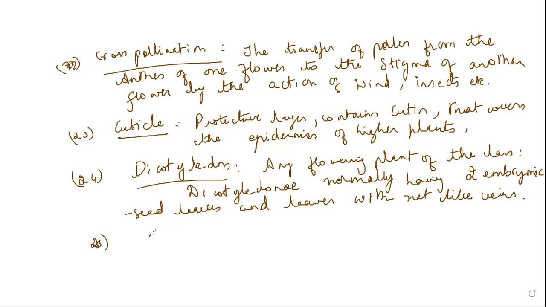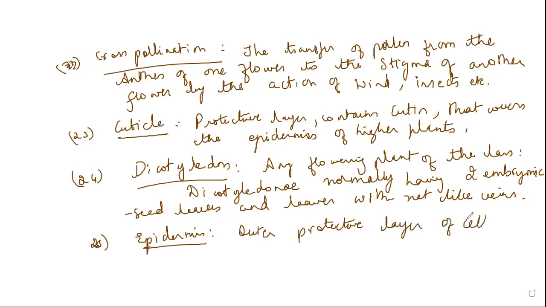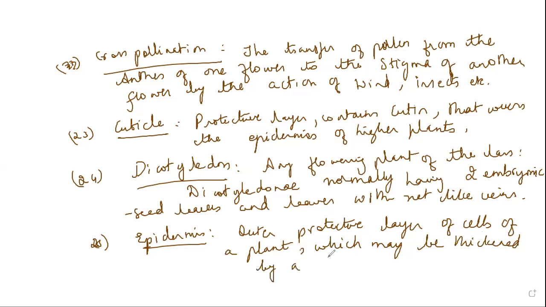The next one we'll see, epidermis. Now, what is this? This is very important. It is the outer protective layer of cells of a plant which may be thickened by a cuticle. These are the few botanical terms today which I've discussed with you, students.